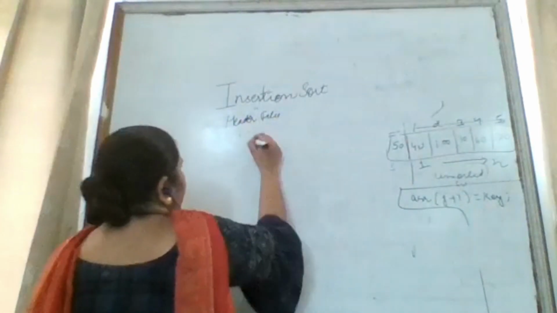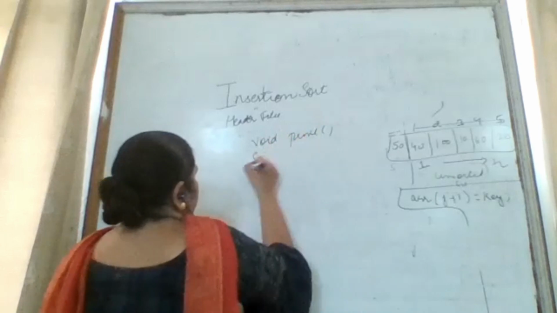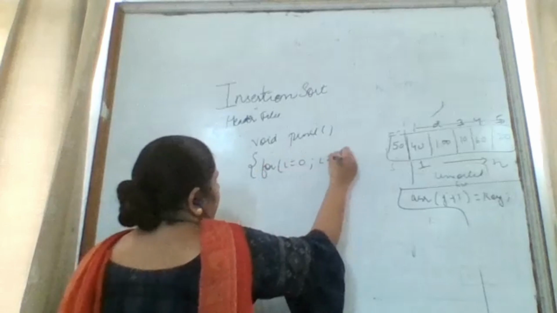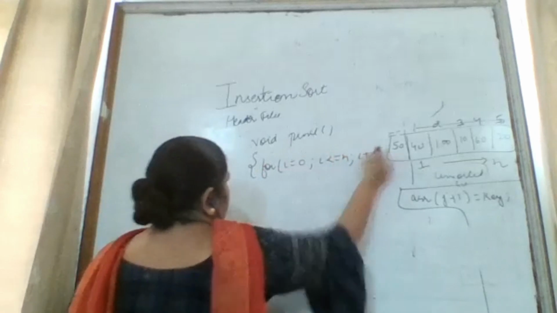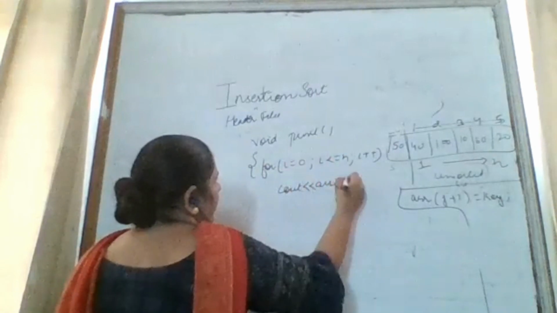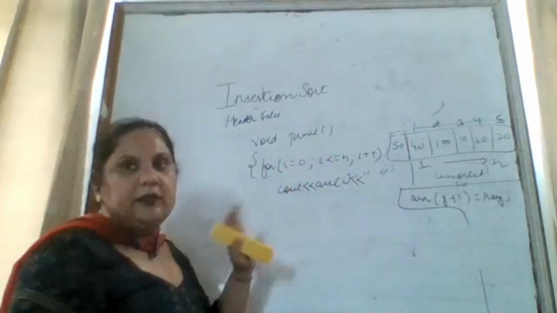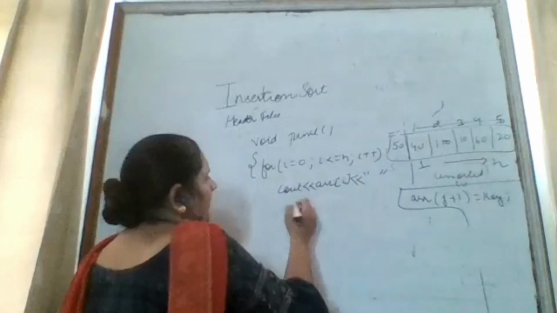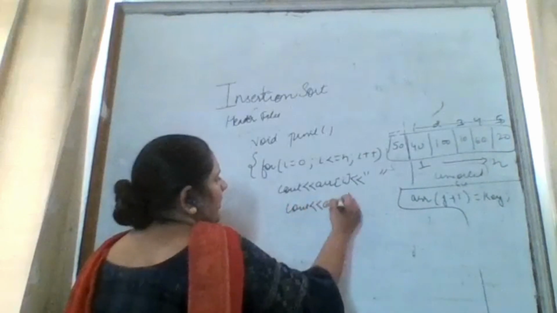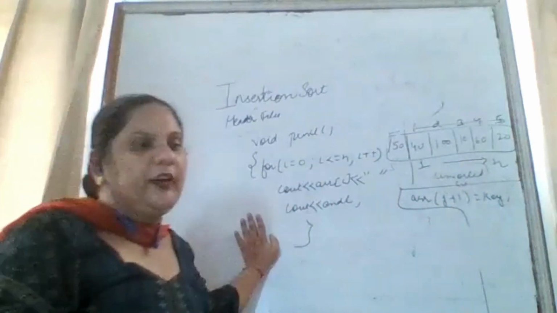Write void print. Then you will write for i is equal to 0, i less than n, i plus plus. Then write cout array i. Then put this mark, and you will write cout, and you may close. Fine. So this is the void print function.